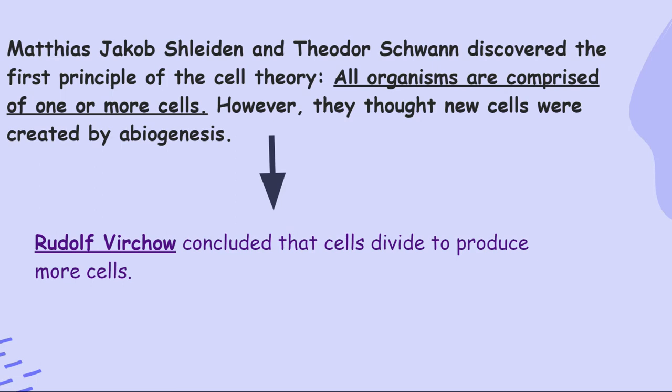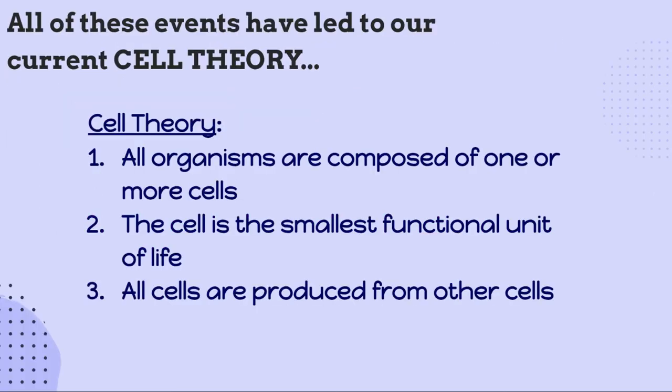So after all of this time, we now have a working cell theory. Woohoo! The current cell theory states that all organisms are comprised of one or more cells. We call them unicellular if it's one cell and multicellular if it's more. The cell is the smallest functional unit of life, and I can't wait for you guys to learn about plant and animal cells. They are so amazing, and they are the smallest functioning unit of life. Okay. All cells are produced from other cells. So that idea that cells divide, they don't just magically appear.